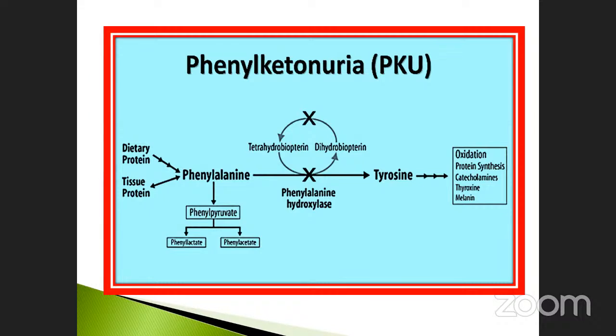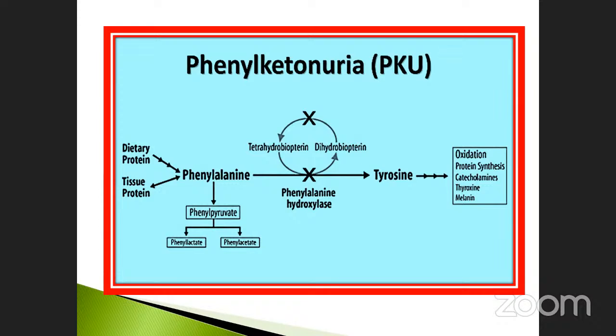So this reaction is suffered. What happened? The phenylalanine is deposited and also enters the other pathway, phenylpyruvate. The phenylpyruvate is further converted into phenyllactate and so on. Tyrosine is responsible for protein synthesis, catecholamine, thyroxine and melanin. The melanin is also one of the pigments. So this reaction is suffered by the lack of this enzyme.